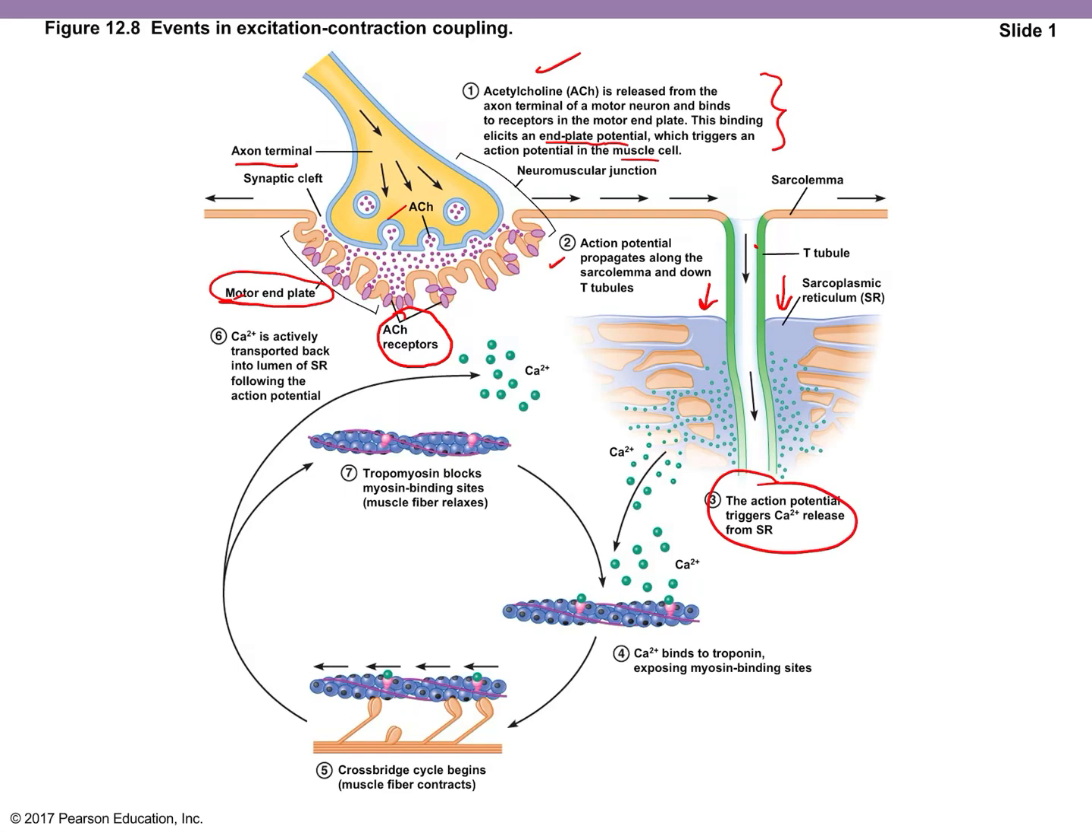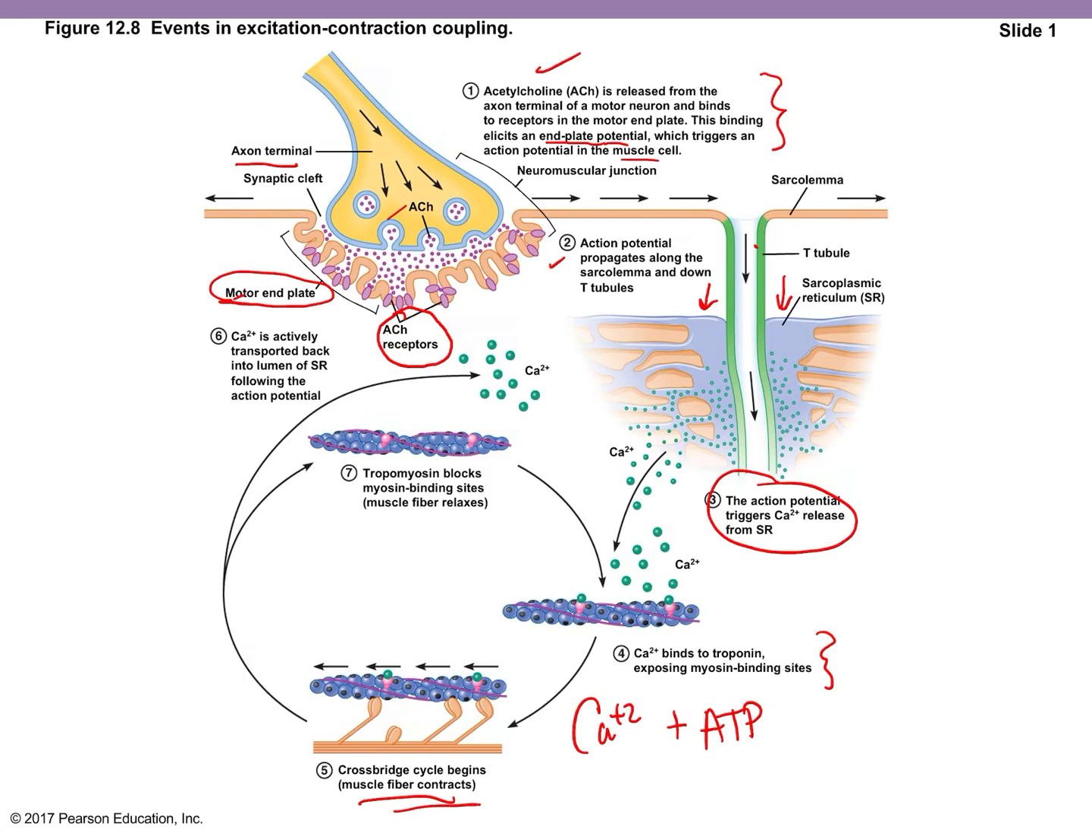So the calcium's release is going to flood the internal cytoplasm of the muscle fiber with calcium, and then the calcium will bind to the troponin, and it's going to expose the myosin binding sites on actin so that myosin can bind and continue with our crossbridge cycle. So as long as there's calcium present, because we need calcium for muscle contraction, and as long as there's ATP present, we're going to continue to contract our muscles.